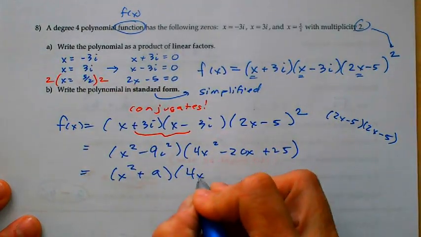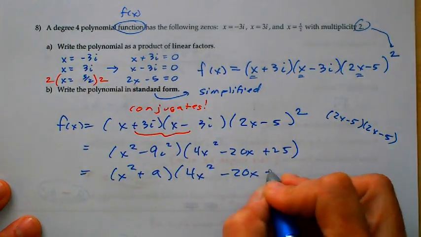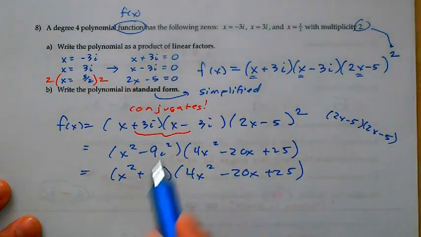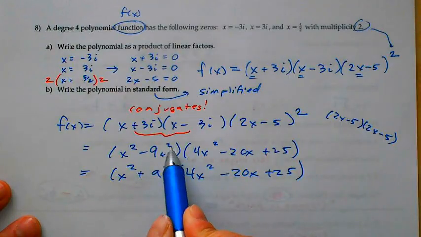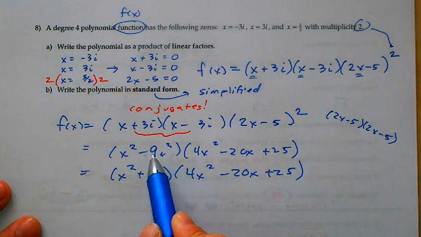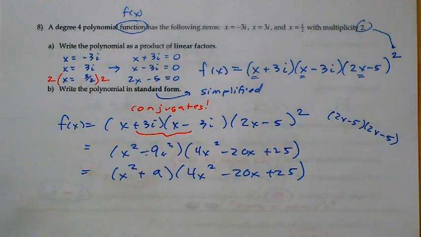Okay, we're getting closer and closer here to getting it simplified. Just rewrote i squared as -1, so -9 times -1 becomes x squared plus 9. Why don't you pause and multiply these two together?